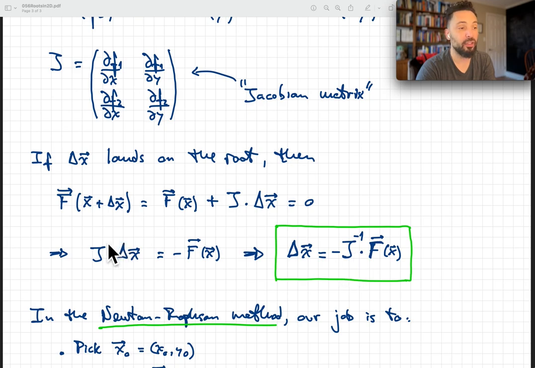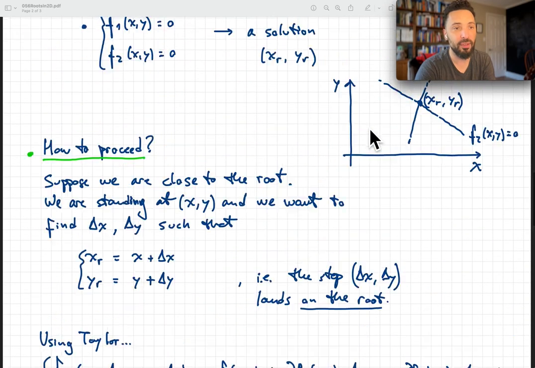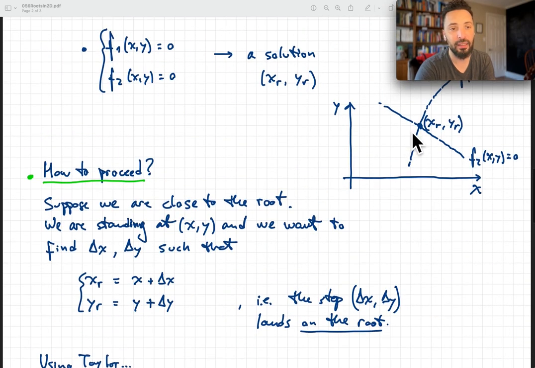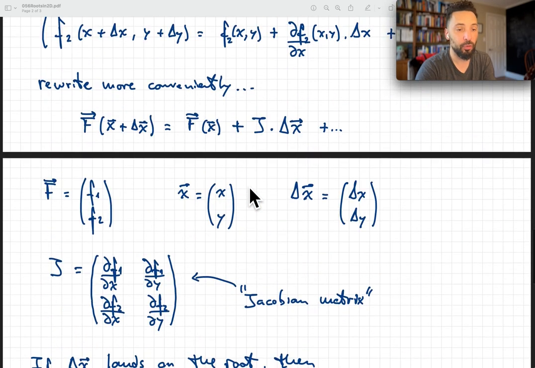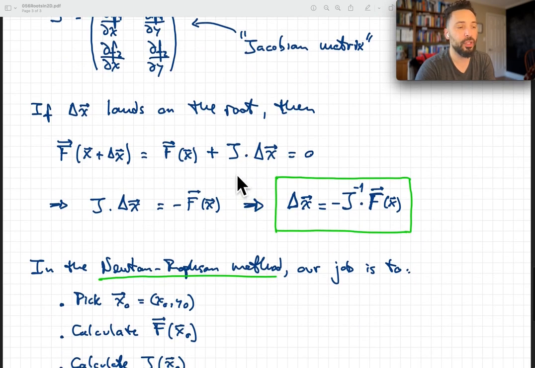So remember, once again, this J is the matrix of derivatives evaluated at the reference point, the point where we started. Geometrically, that will be some point that's close to the root. We don't know exactly where the root is, but the point is somewhere in the neighborhood, assuming that we have some idea of what the function looks like. And then the same with the derivatives. We don't know the delta x, but we know the derivatives.